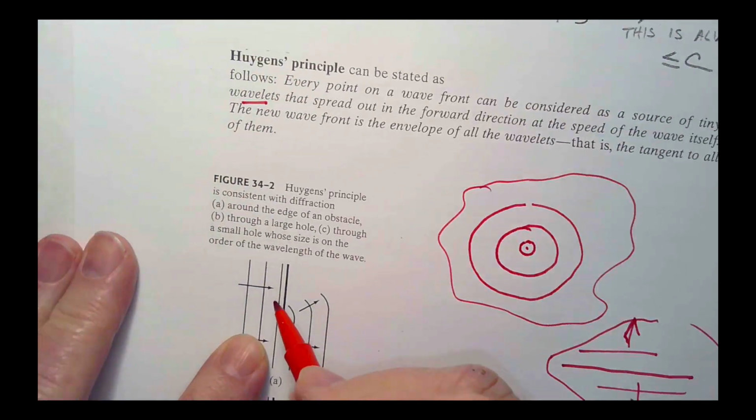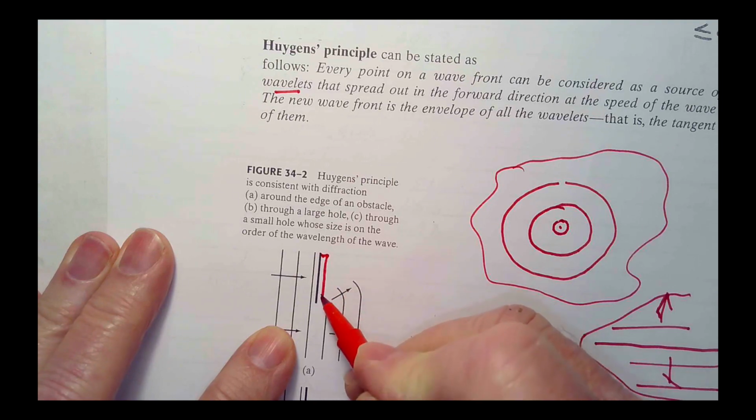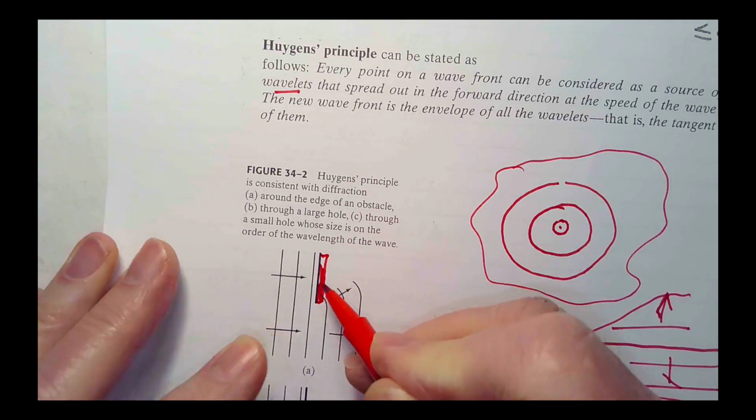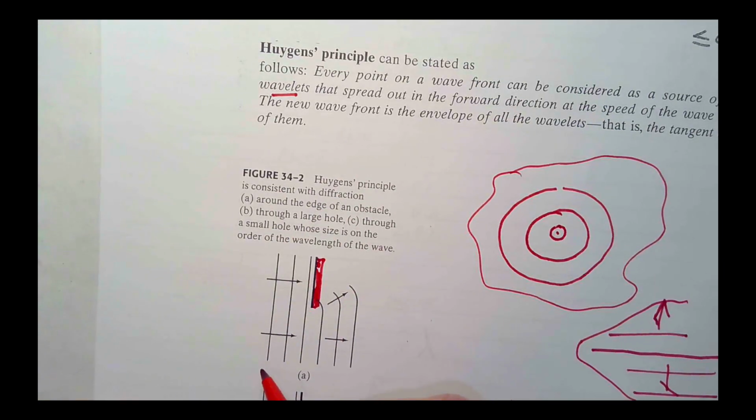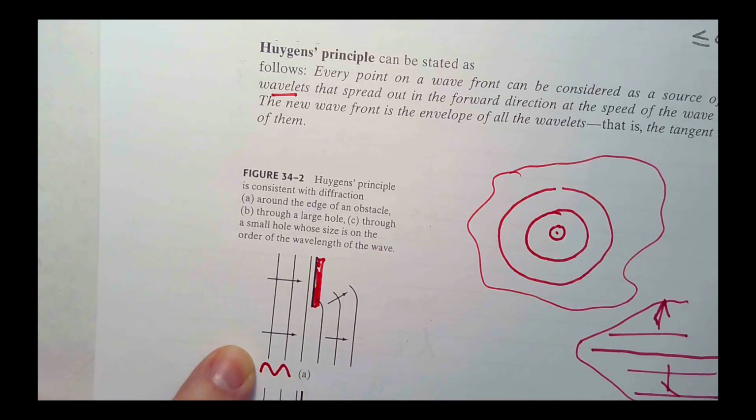So here's a wave coming against a barrier in a ripple tank, in a water tank, a plane wave. If that barrier wasn't there, the wave, here's one wavelength. This goes like this and comes back up again. This is the wave front, and that's the intensity of the wave.